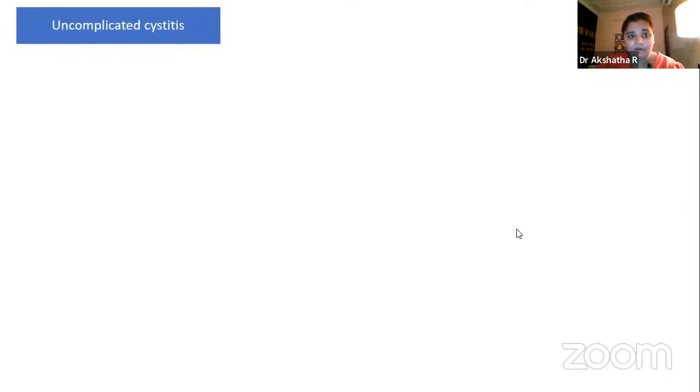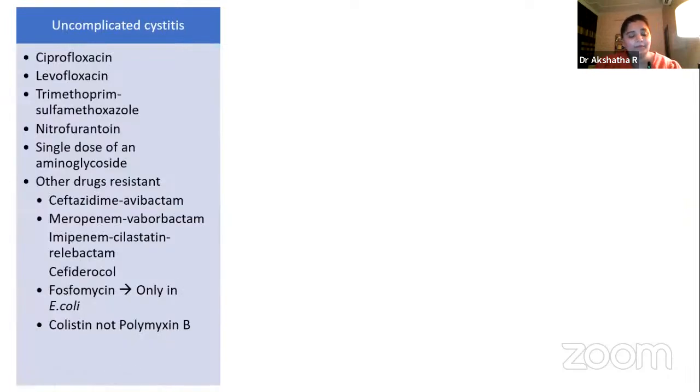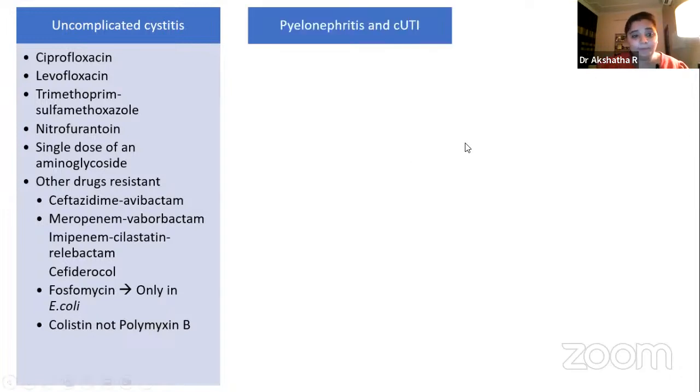Next, coming to the treatment of uncomplicated cystitis in a case of CRE, that is carbapenem resistant Enterobacterales. If susceptibility is demonstrated to fluoroquinolone, cotrimoxazole, or nitrofurantoin, they can be used. Single dose aminoglycoside is a very good option if the patient has uncomplicated cystitis. If other drugs are resistant, then you can go for the newer beta-lactam/beta-lactamase inhibitors like ceftazidime-avibactam, meropenem-vaborbactam, imipenem-cilastatin-relebactam, or cefiderocol. Fosfomycin, again, you can use only in case of E. coli. Colistin is preferred in cystitis, not polymyxin B.